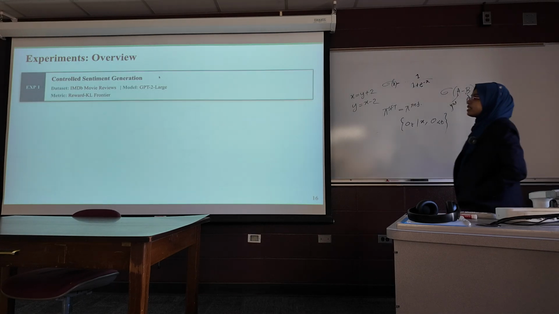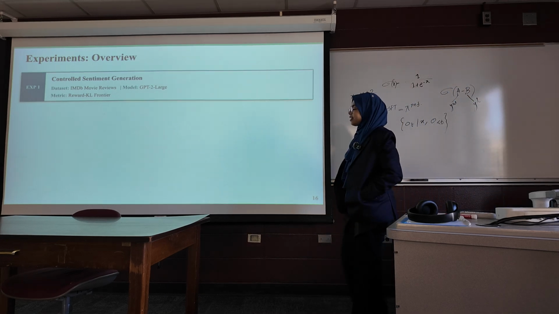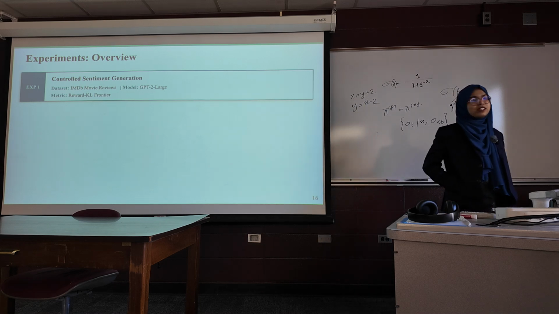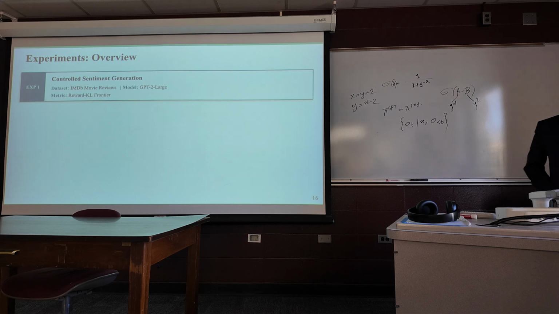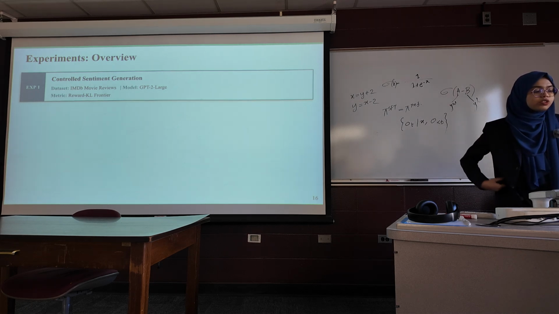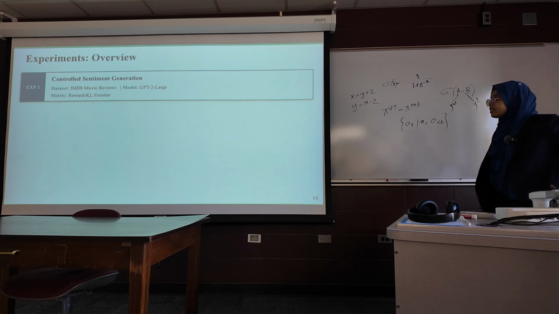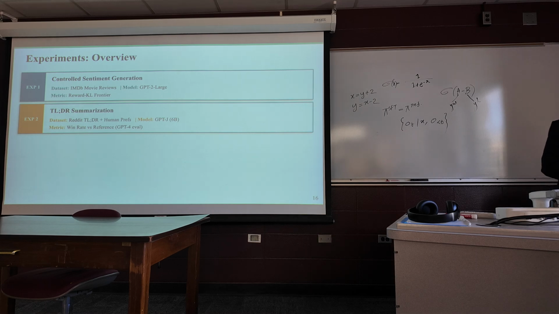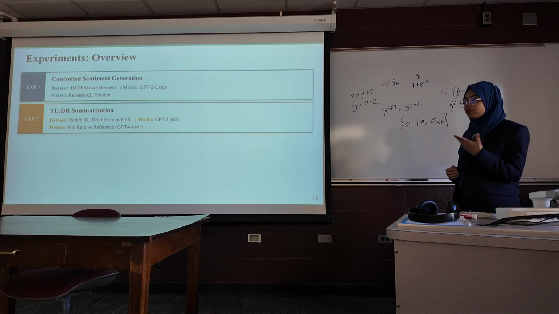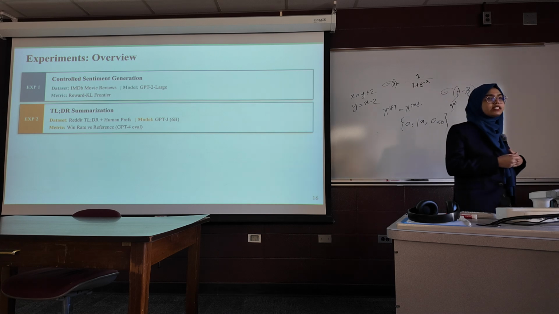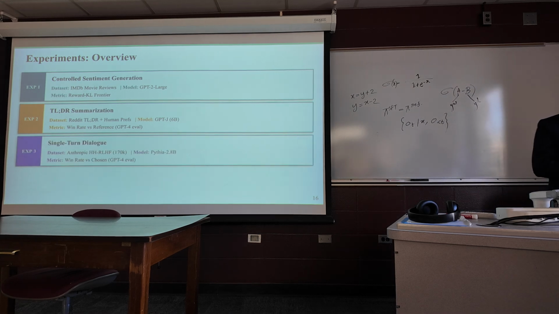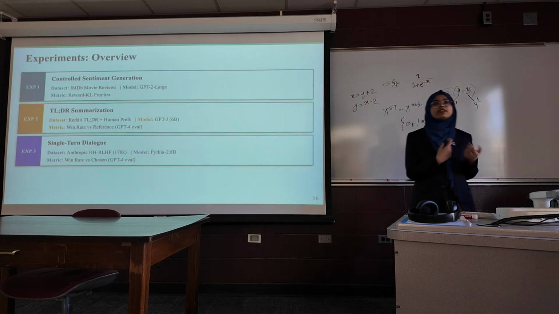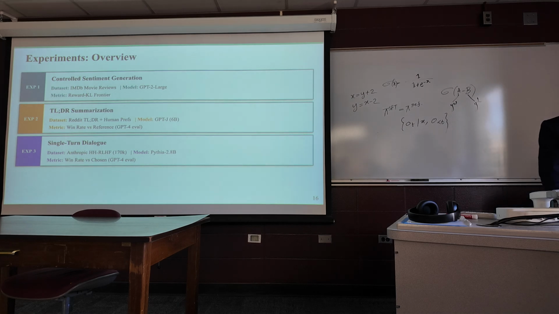In this paper, they tried many experiments to claim that their process works the best. I have mentioned three core experiments. The first one is controlled sentiment generation. The data set is the IMDb movie reviews. We will see how that works. The second one is TLDR summarization, which means too long, didn't read. It's a Reddit TLDR data set. The third one is single turn dialogue, which is a human-AI conversation with 170K data points.